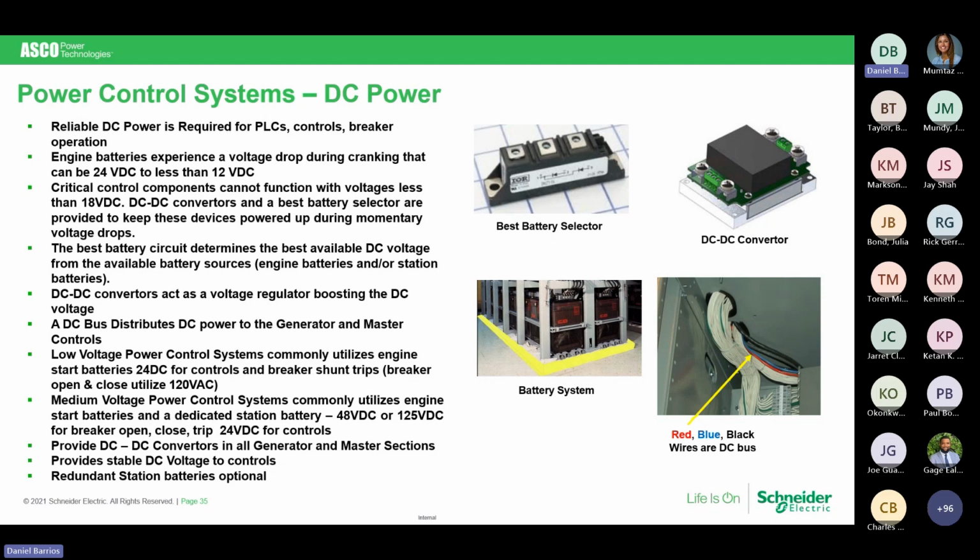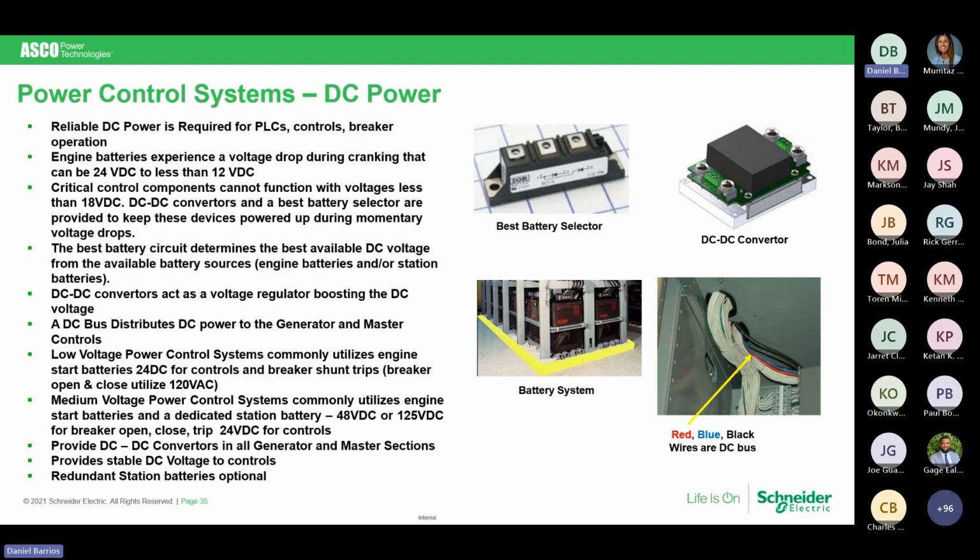during the cranking period. If you're not familiar with that, when you have starting batteries at 24 volts and you're cranking that engine, that generator set, you can get down to a very low amount, lower than maybe 18 volts or such. And if it's too low, the PLCs can potentially drop out. Critical components, as we stated, need 18 volts to remain online. The best battery circuit determines the best battery voltage to keep it up. The DC to DC converter is boosting the DC voltage.